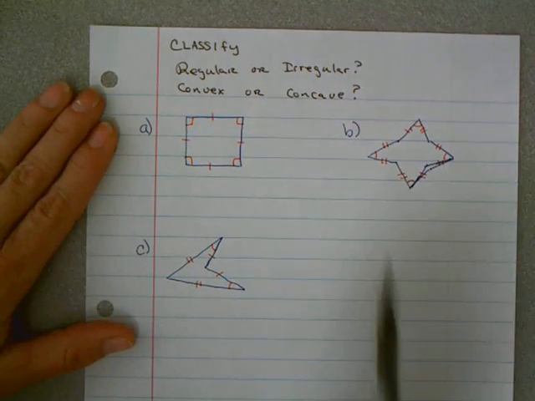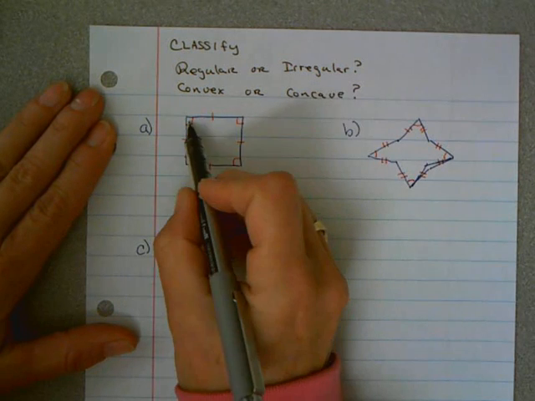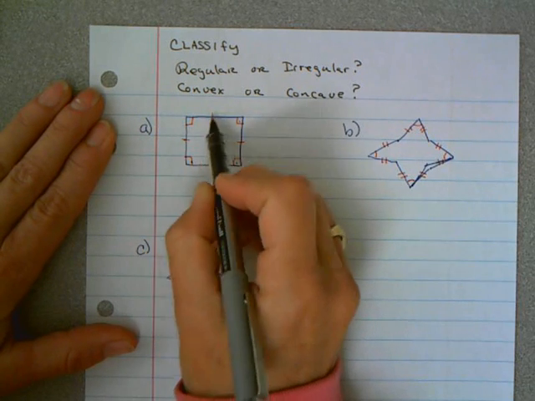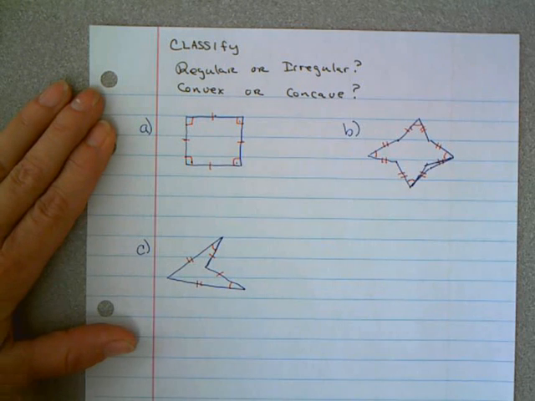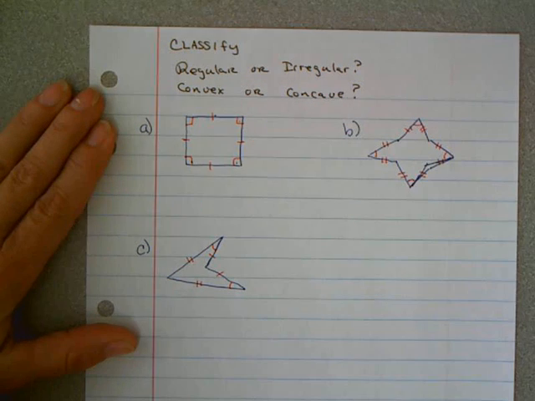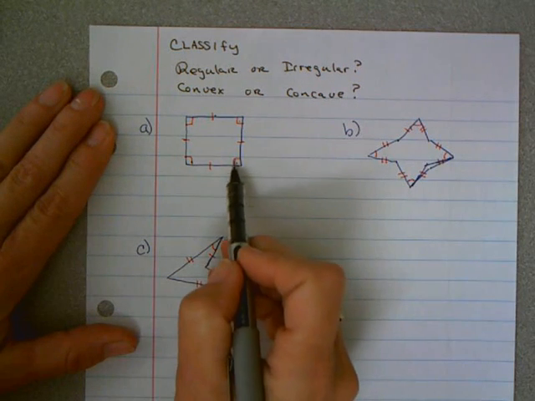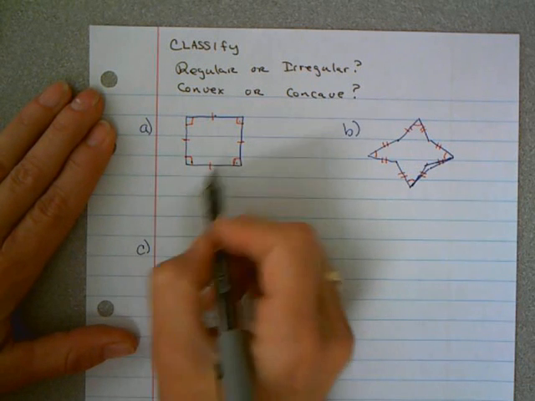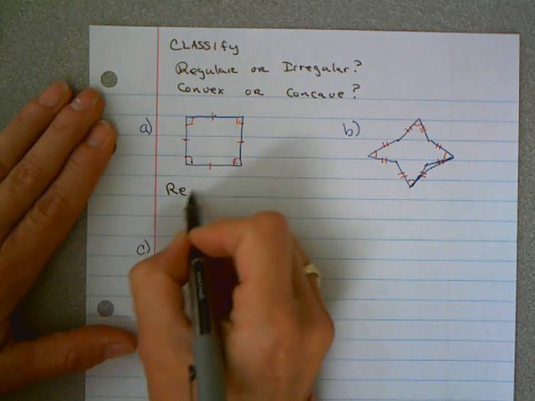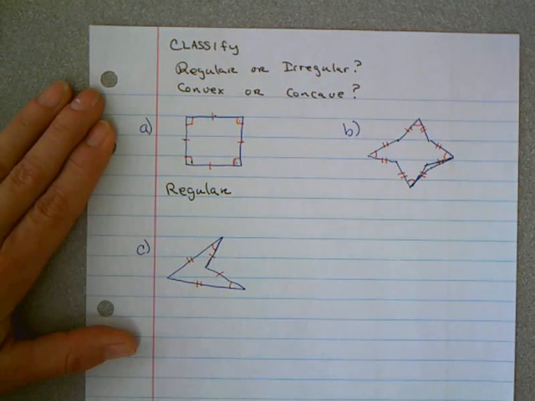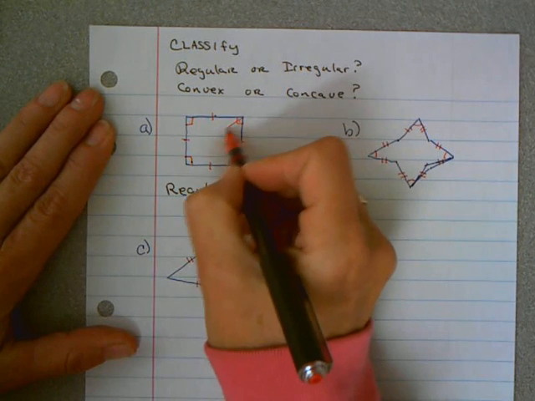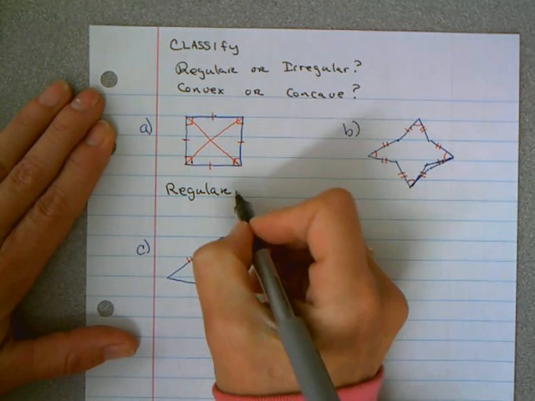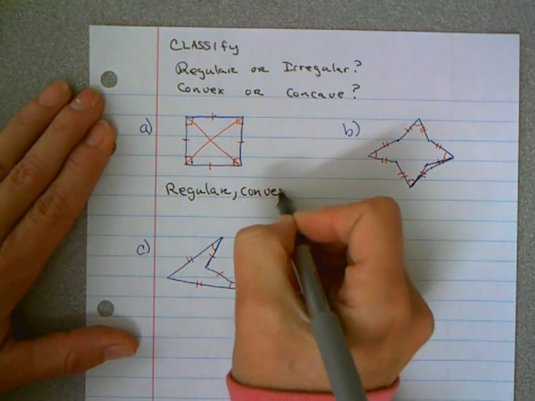So let's look at this. Look at A. Is it regular or irregular? Well, I look, all the angles are the same. And now I look at the sides, all the sides are the same. I'm looking at the tick marks. Don't look at my drawings, because I don't do good drawings. But according to these little right angle symbols, we got same angles, same size sides. So we would say it's regular. And then convex or concave, well, if I drew diagonals, those are my only two diagonals. They're inside the figure, so it's convex.